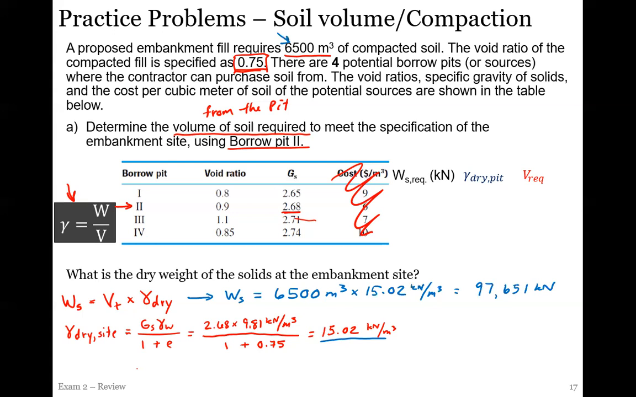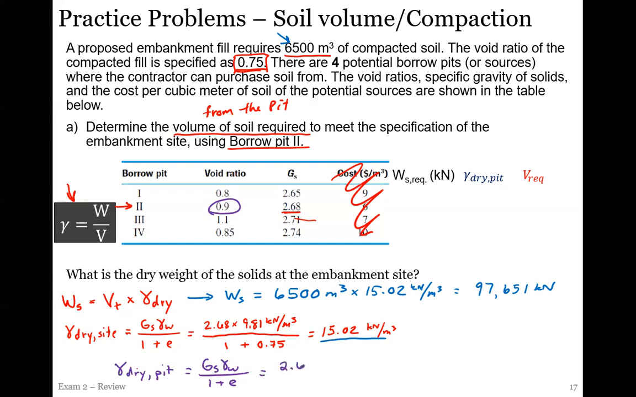So we have our site conditions. Now we need to determine how much volume is going to be required from our borrow location. So this is the mine, this is the quarry, this is whoever is giving us the soil. For that, I'm just going to label this as pit, our borrow pit. We use the same equation, Gs gamma W over 1 plus the void ratio. But now our void ratio at our borrow pit is 0.9, so it's in a looser state. So we can plug all this in.